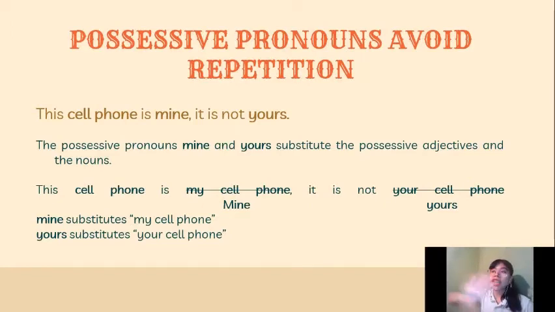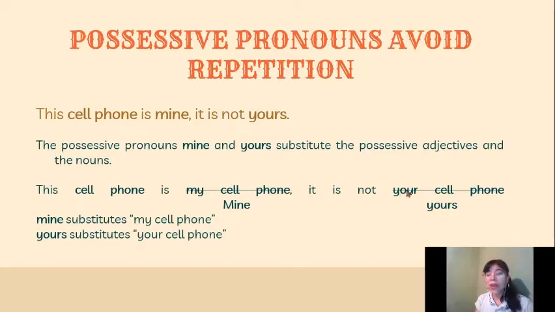But we need to take out the rest of the cell phones in the sentence. We only have to use one to know what we're talking about, which is the first one. This cell phone, okay, we know we're talking about a cell phone. It is mine, so it belongs to me. It is not yours. It is not your cell phone. It's my cell phone.